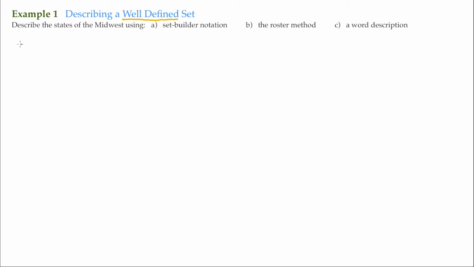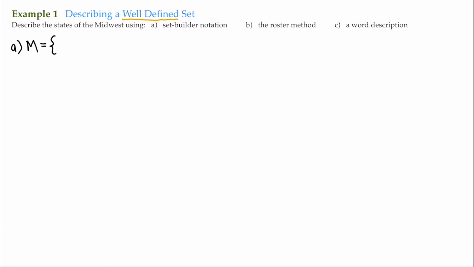So using the set builder notation, the first thing that we do is we always label our set. Usually our set is labeled with a capital letter. I'm going to use the capital letter M for the word Midwest. And then I'm going to describe the set. And whenever we show a set, we always show the set enclosed in these curly braces. That's the best way I can make a curly brace. But we always enclose it in the curly braces.